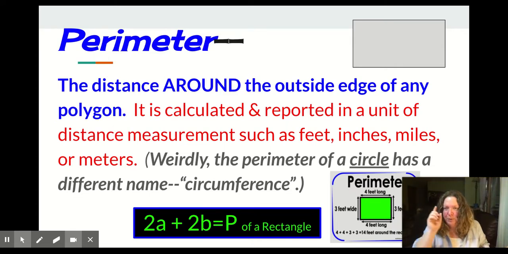Weirdly, the perimeter of a circle, though, is not a polygon. Circles aren't polygons, so it has a different name. The perimeter of a circle is called the circumference. Now, we have some ideas about how to help you remember perimeter by talking about perimeter person. So let me introduce you to perimeter person.